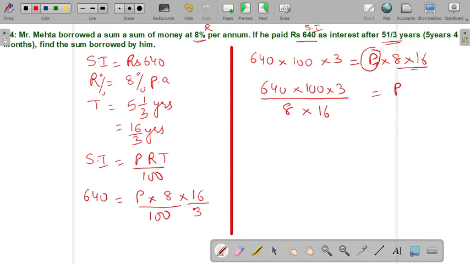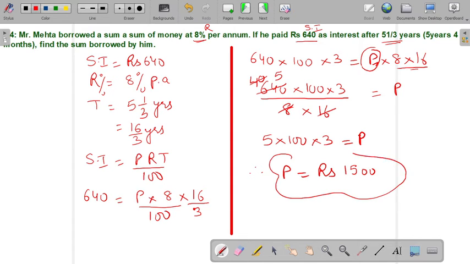Now what would be the next step? We will cancel it. So it goes with 16. So 16, 4, 40 it will come as. Now cancel these two, so it will go with 5. So what should be the answer? 5 multiply 100 multiply 3 will be the principal. Therefore principal equal rupees 1500. So this is the principal or the sum borrowed by Mr. Mehta. Now question number 5.